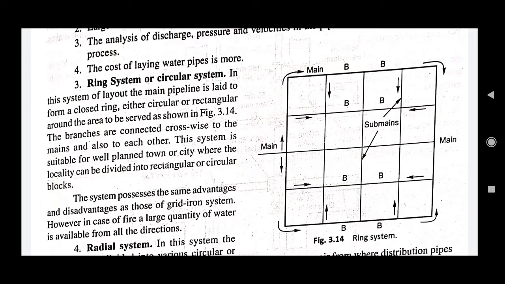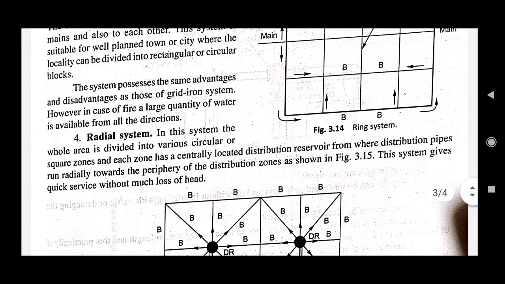So this is a system which can only be utilized where a city or a town or a locality can be restricted to form a circular or a rectangular system. That is, the developed societies or the developed systems where the city has been planned essentially will only be helpful for the ring system or the circular system. Now we can also have the radial system.